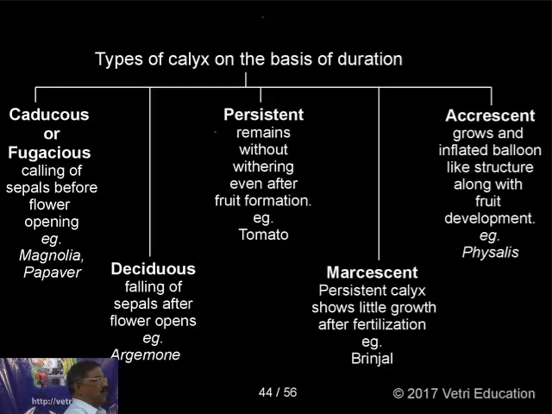There grows an inflated balloon-like structure along with the fruit development. See, the sepals grow as soon as and equal to the development of the fruit and form a balloon-like structure. So the balloon encloses the fruit.